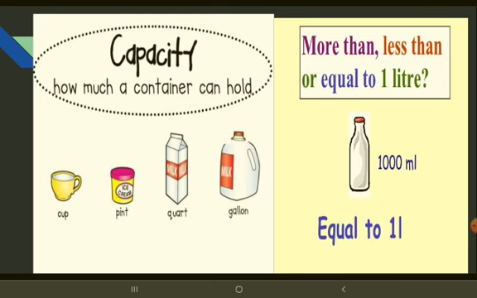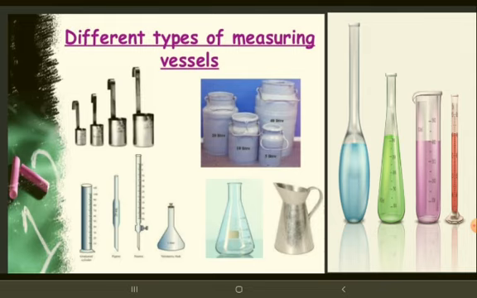Using measuring cylinders or measuring cups which are marked at regular intervals to allow us to measure. So 1 liter equals 1000 milliliter. Here are different types of measuring vessels. Milk is measured by kettles or some cups, and a big amount of liters of milk in a big container. So these are the different types of measuring vessels.